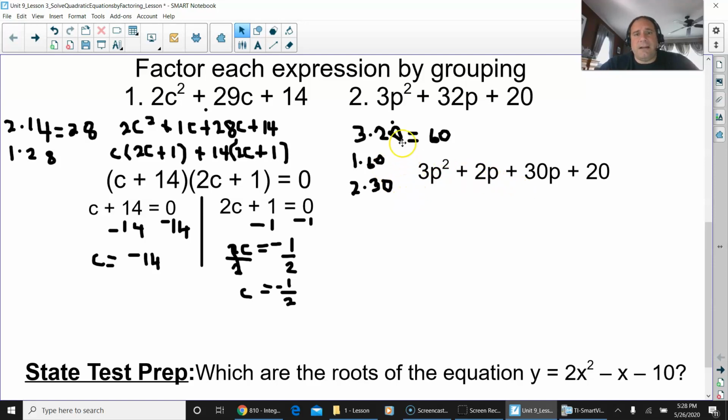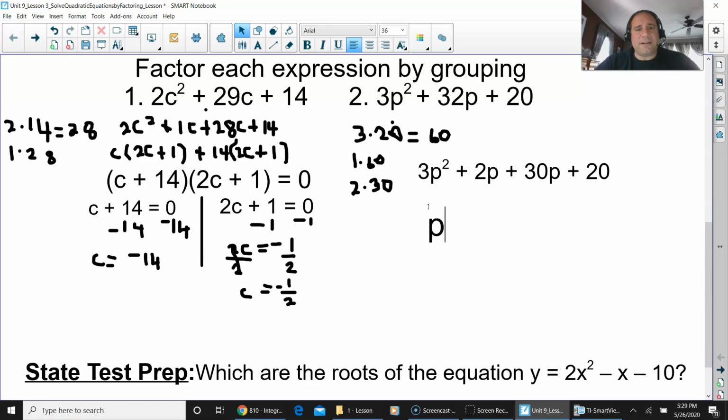I found them. I write down the 3p squared. So for 32p, I put down 2p plus 30p, and then just copy down the 20. So when I go and factor, what can I factor out of the first two terms? Well, I could factor out a p, right? So if I factor out that p, what times p equals 3p squared? Well, 3p. And what times p equals 2p? 2.